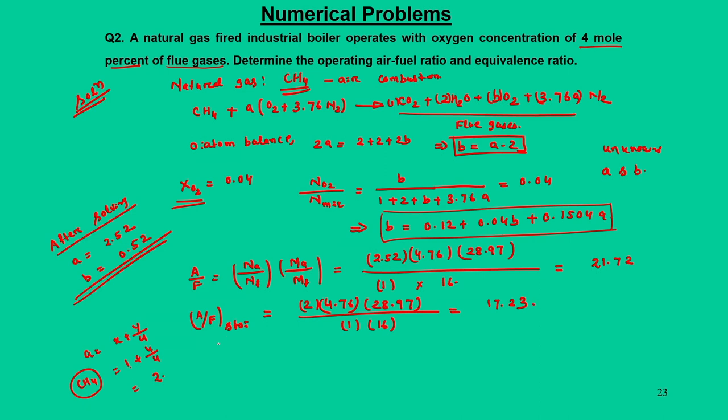So, this number is 17.23. So, we have air fuel ratio 21.72 and equivalence ratio phi will be A by F stoichiometric divided by A by F actual, and in this case it is 17.23 divided by 21.72. This number is 0.79. Okay. So, this is all about the type of fuel that we are using and how their compositions are going to affect the equilibrium products of combustion.